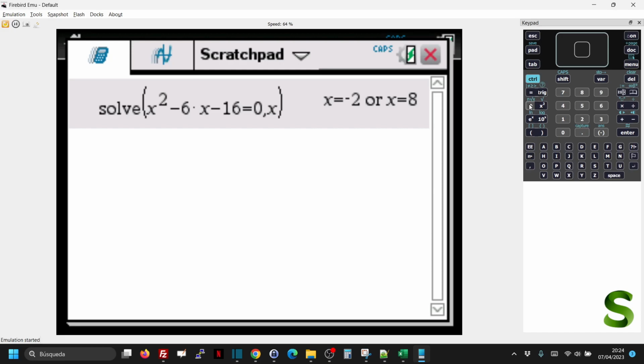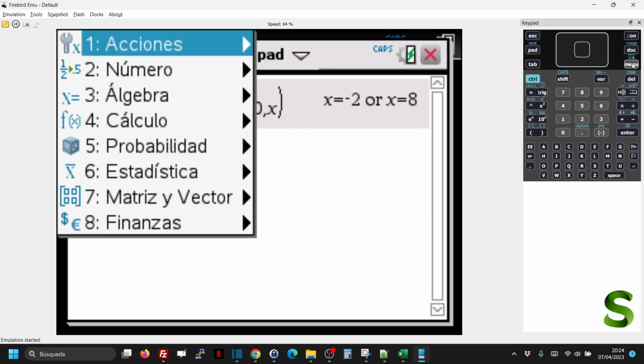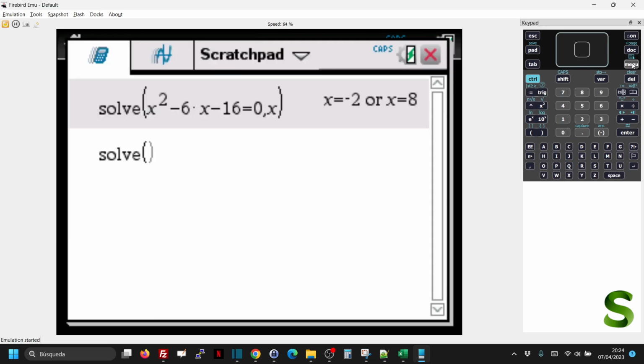For example, if we go to the solver, so we go to menu, algebra, and the solver, and we just write the same equation, but write a instead of x. So imagine we're writing a squared minus 6a equals 16, so that you can see we don't have to write it as equal to 0. And then the variable is a. Click on enter and we get the same solutions.